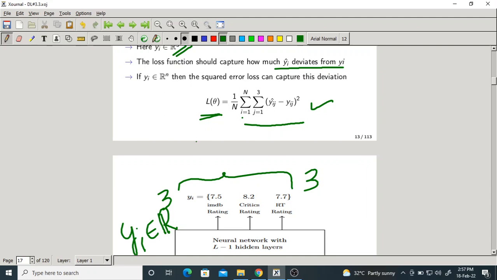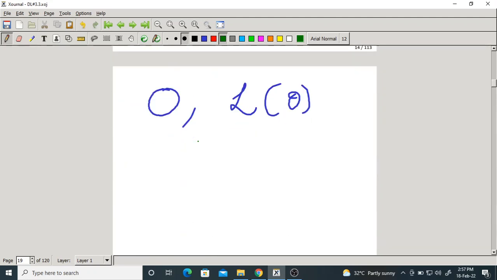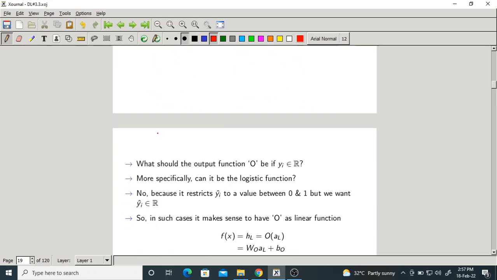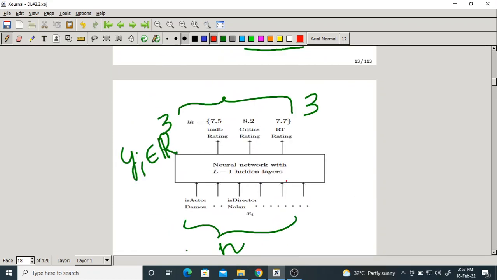Okay, but here, what is the output function? The loss function we have calculated, the formula just now explained. Now what is the output activation function? Can it be a logistic function? Can the output activation function be a logistic function in this example?